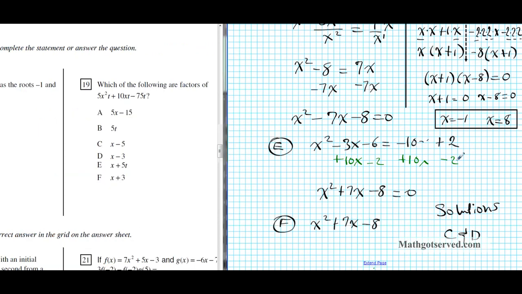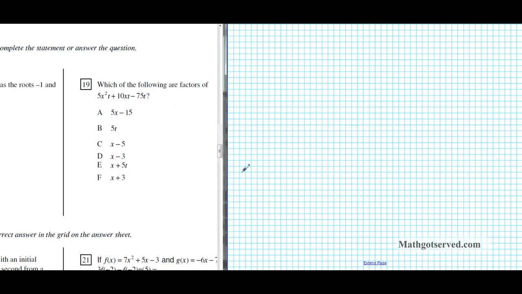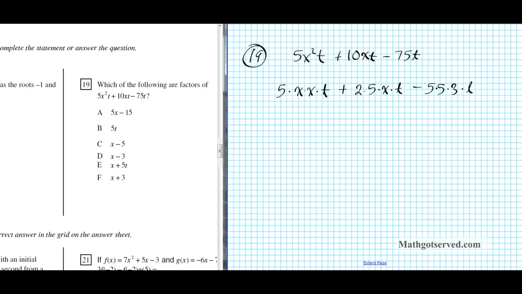Okay? Alright, let's take a look at the last one, question number 19. So we are to solve the equation 5x squared t plus 10xt minus 75t. To do this, we're going to break everything down. So we have 5 times x times x times t plus 2 times 5 times x times t minus, if you break down 75, you have 5 times 5 times 3 times t.